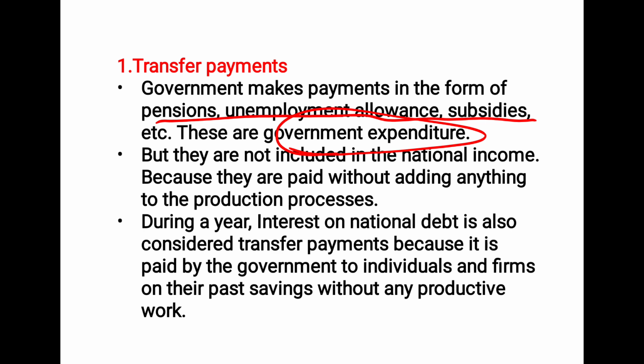So during a year, what happens? Interest on national debt is also considered as transfer payment. Why is interest on national debt calculated as transfer payment? Because it is debt, so we have to make payment in the form of interest. That's not a gain for the country. It is again a loss towards the country. So that income cannot be calculated.